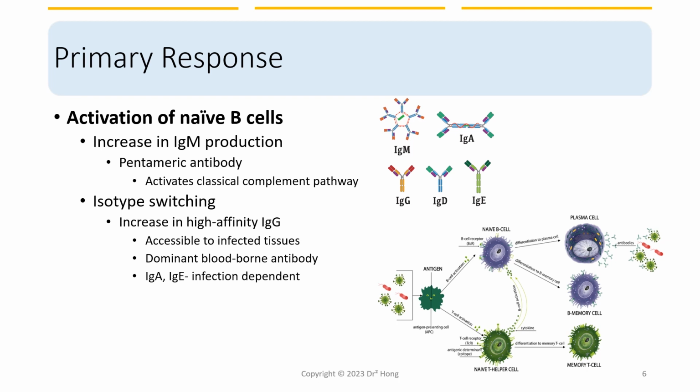Somatic hypermutation and isotype switching lead B cells to stop producing IgM and to produce high-affinity IgG and IgA instead. IgG is the dominant antibody, and IgG is small and can travel to extracellular spaces of the tissues, unlike IgM.